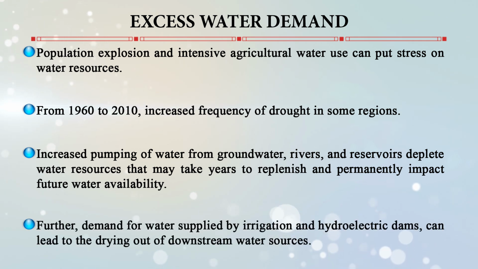Further, the demand for water supplied by irrigation and the hydroelectric dam can also lead to the drying out of the downstream water sources. So, all these are the man-made effects. In the same way, deforestation and soil degradation.